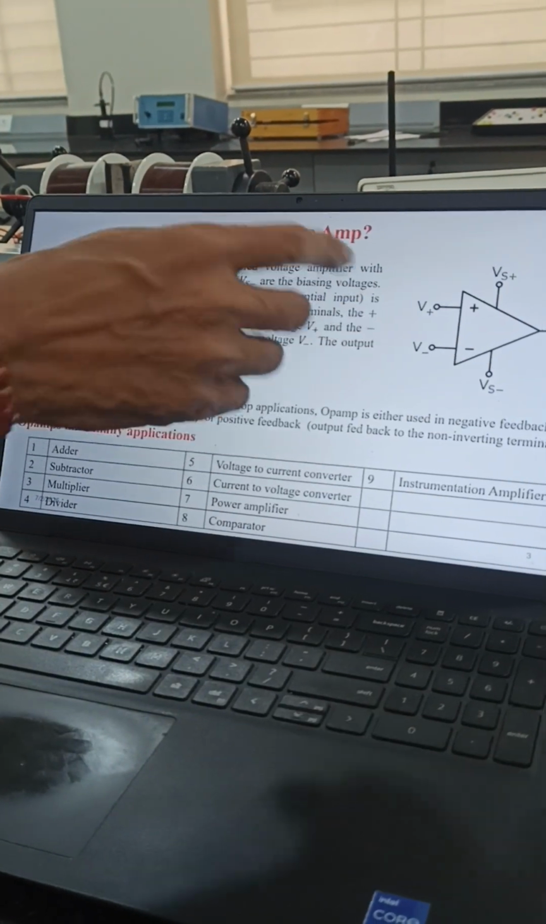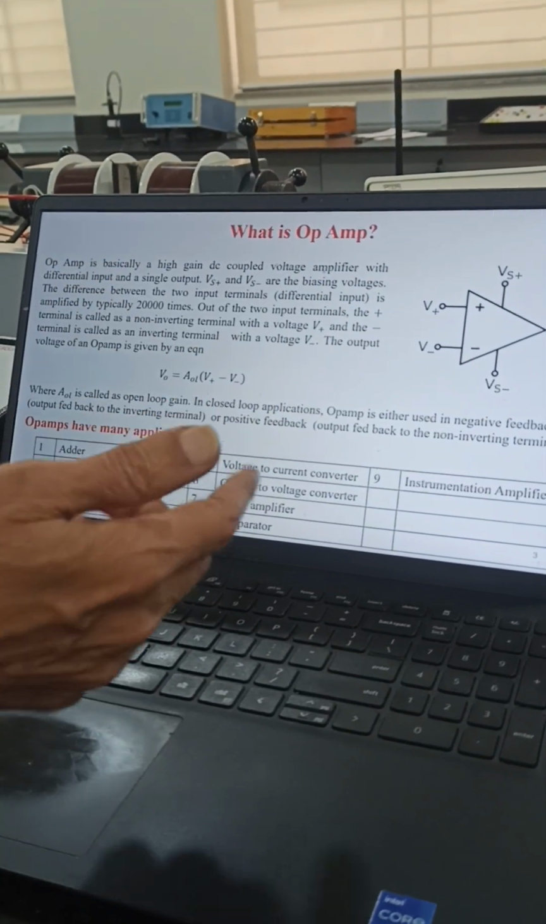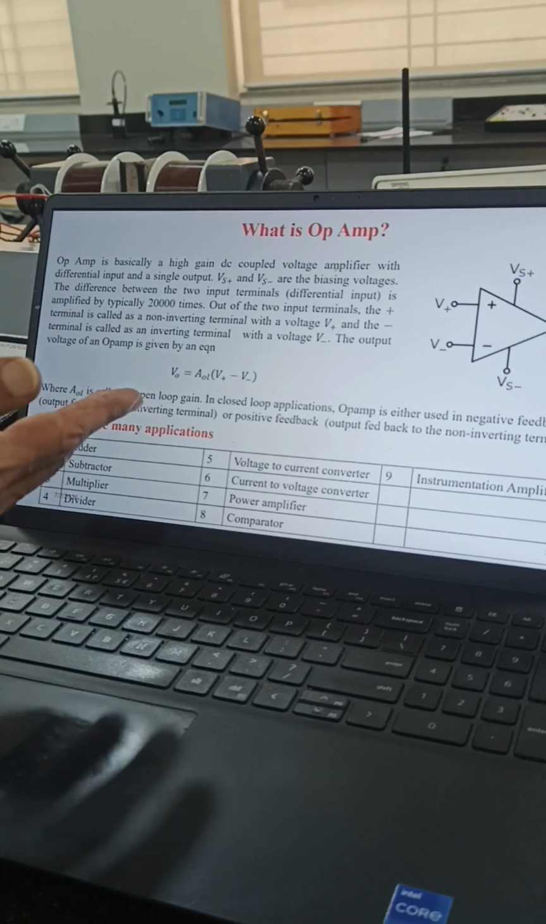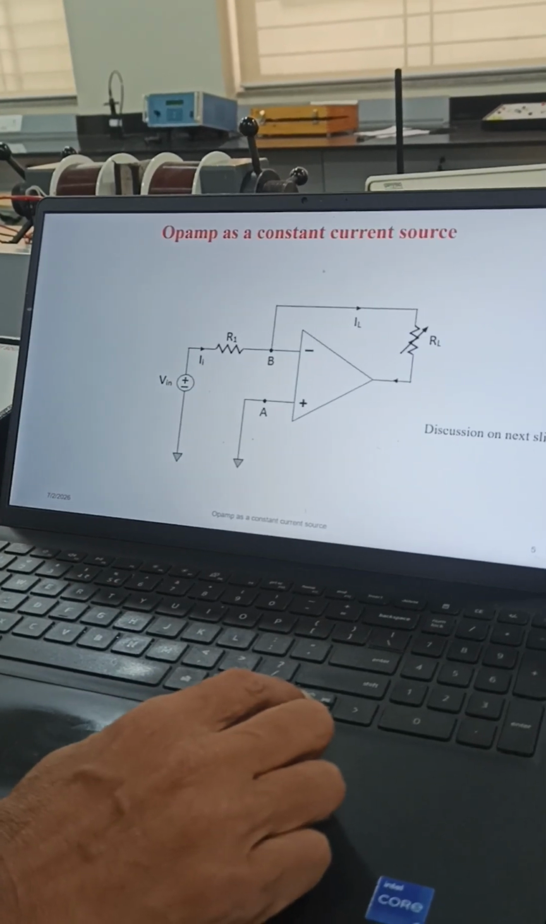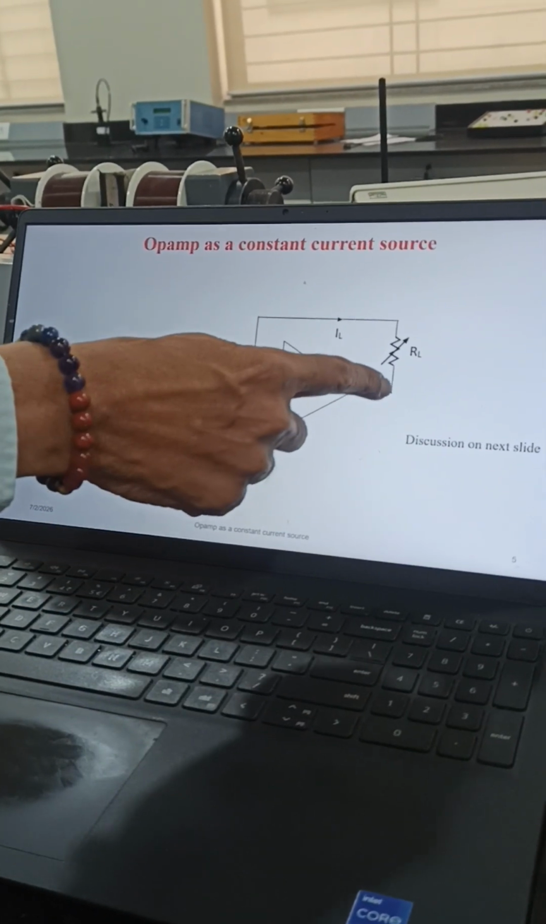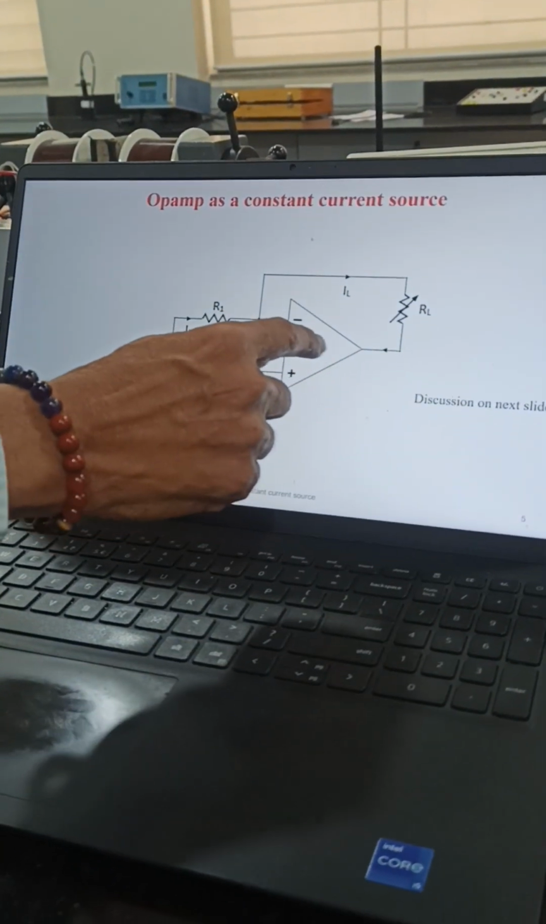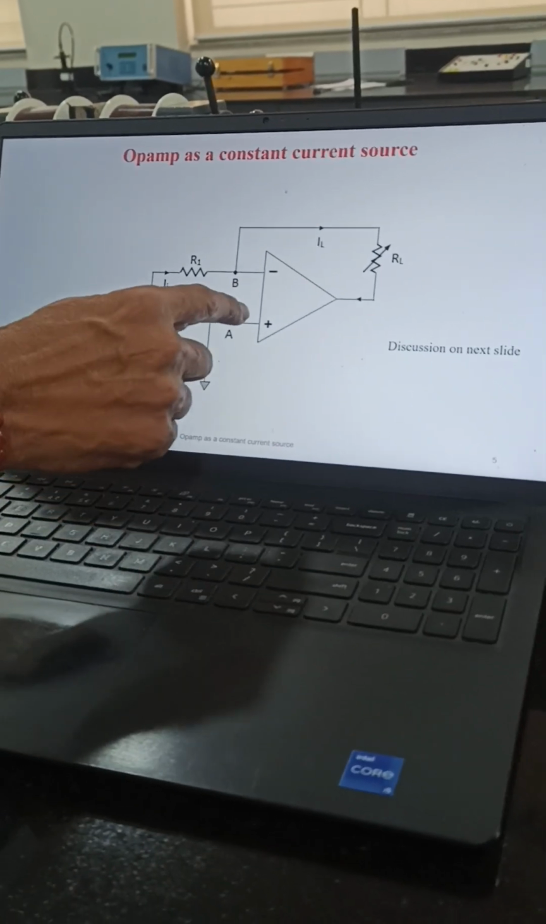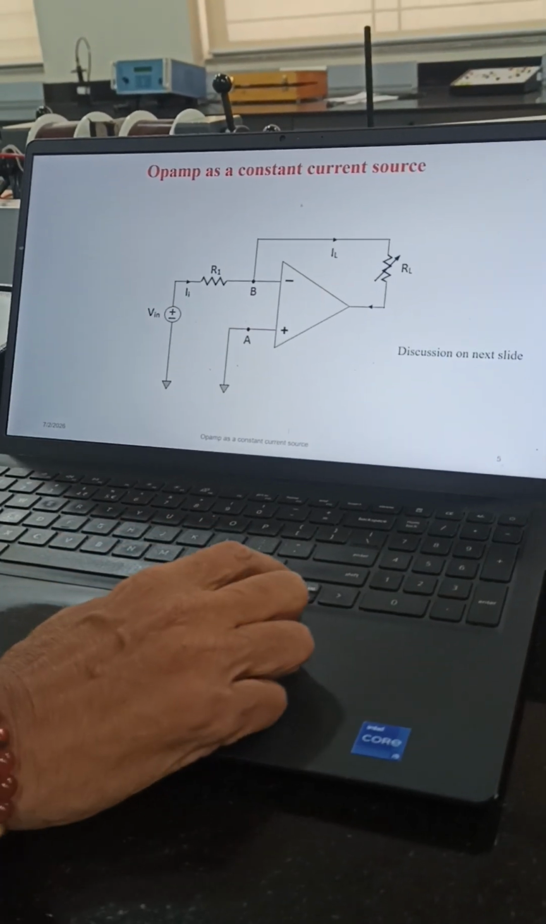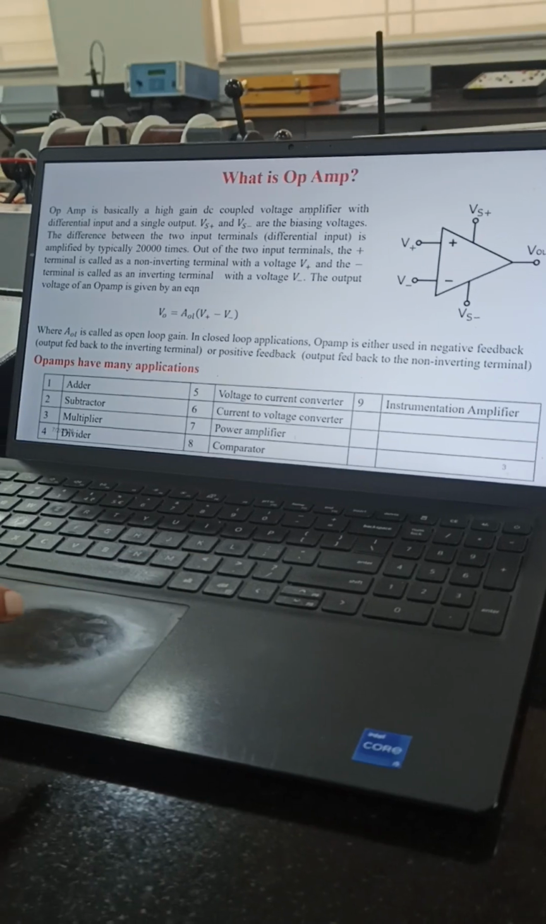Sometimes the OpAmp is also used with feedback, which I am going to explain afterwards. Negative feedback and positive feedback both are possible. For example, here if you connect the output to the negative terminal, that is called negative feedback, and if you connect this output to the positive terminal, then it is called positive feedback. So the OpAmp has many applications.